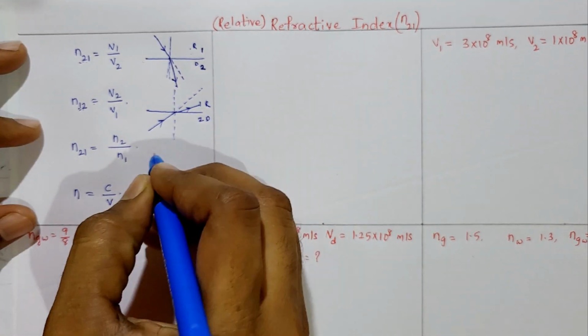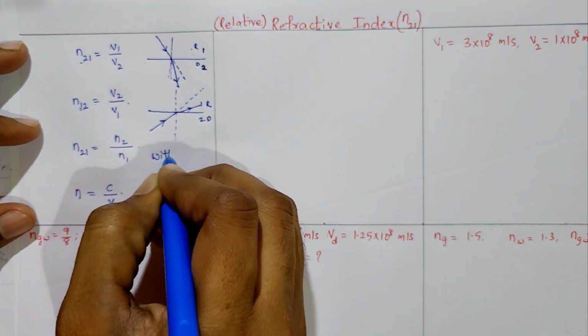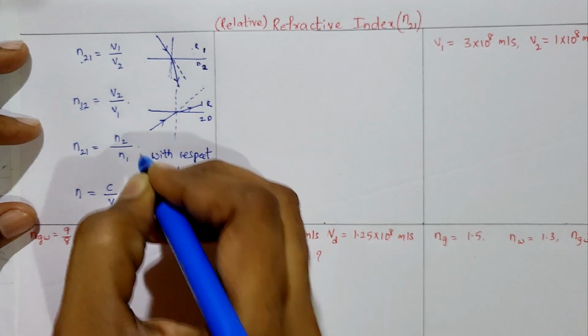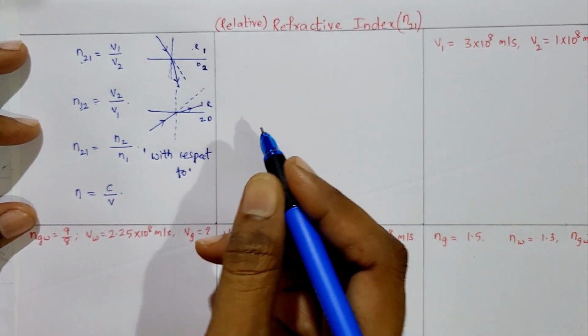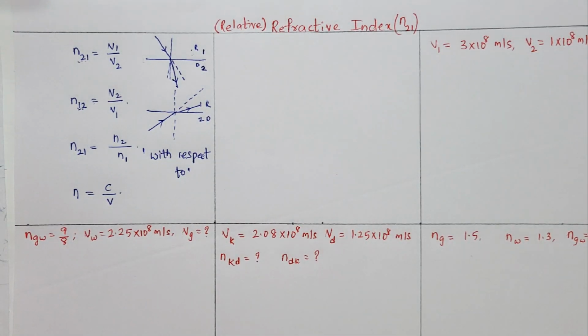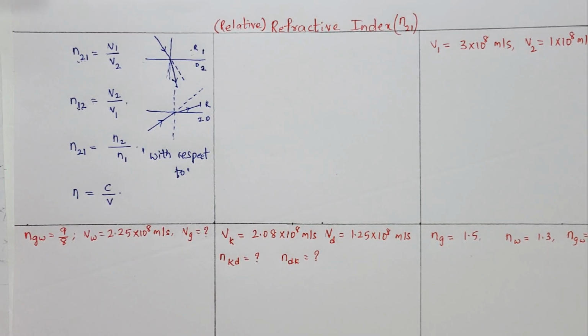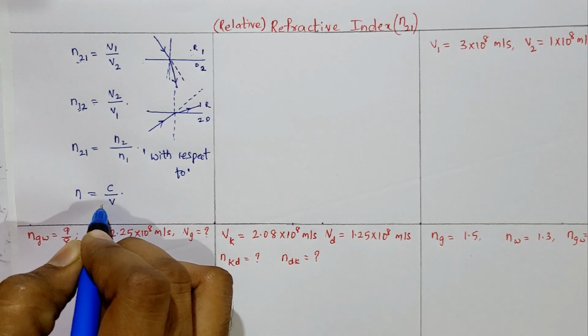When you find the words "with respect to" in the question, then you have to use the formula n21 is equal to n2 by n1, or n12 is equal to v2 by v1, or n21 is equal to v1 by v2. If there is no such phrase in the question, and it is given only as refractive index or absolute refractive index, then you use the other formula.